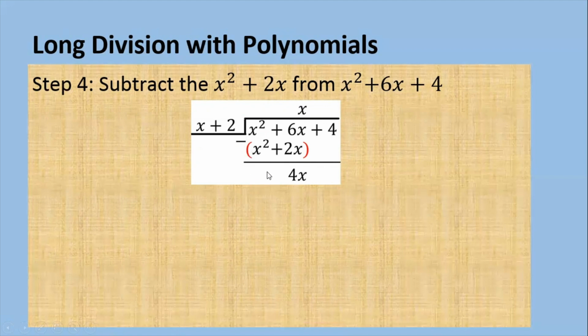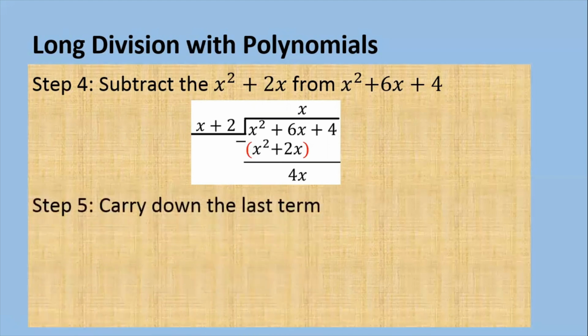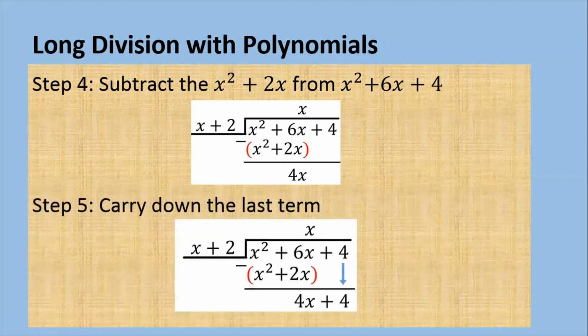You don't need to put anything here. Okay, because it's 0, so you don't have to put anything here. 6x minus 2x, that's 4x. Okay, do we stop here? No, because you've got a plus 4 over here. Okay, so what do we need to do? You carry it down. So that will be 4x plus 4. Do we stop here? No.